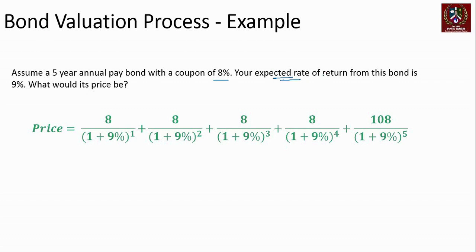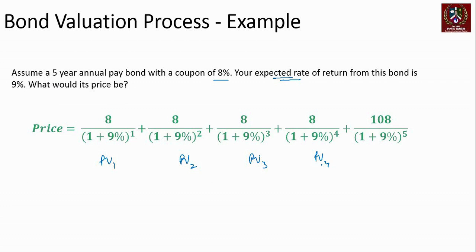If my expected rate of return is 9%, each of the cash flows will have to be found. So this is present value 1, this is present value 2, this is present value 3, present value 4, present value 5. In a sense, I'm trying to just find the net present value of all these, right?